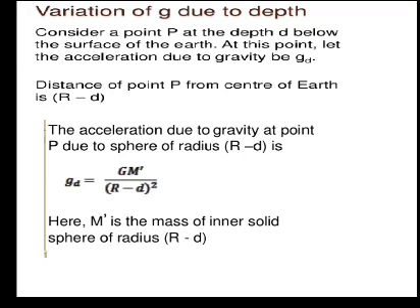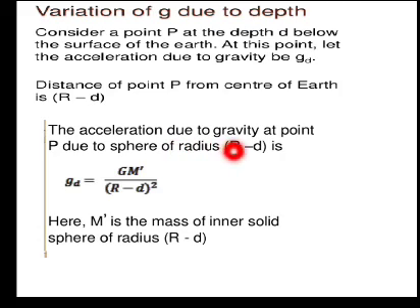Then variation of g due to depth. Consider a point P at the depth d below the surface of the Earth. At this point, let the acceleration due to gravity be gd. d represents the depth. The distance of point P from the center of Earth is R minus d. As the depth increases, the radius decreases, so the distance of point P at the depth d from the center of Earth is R minus d.